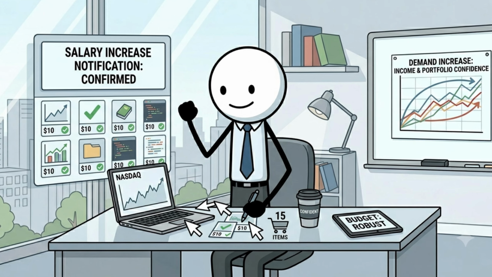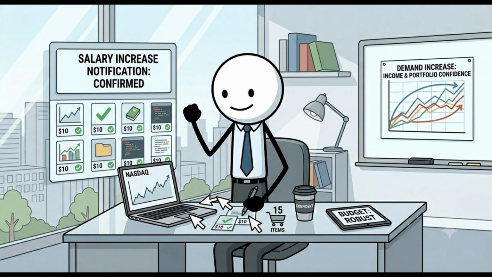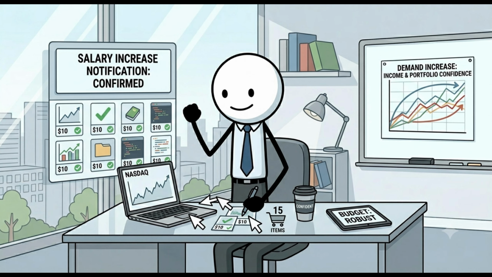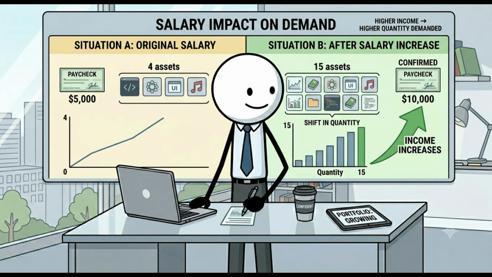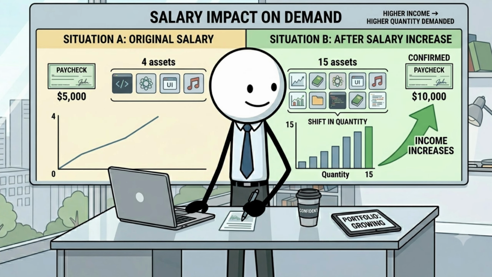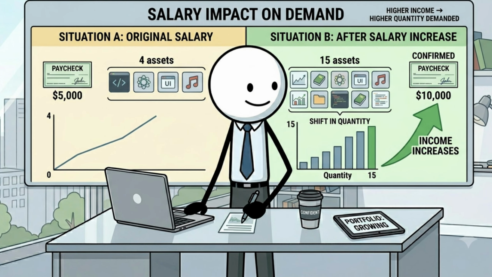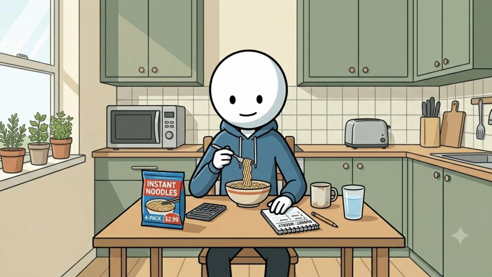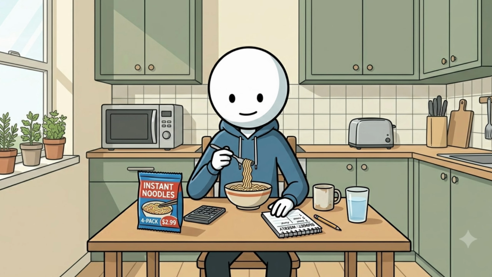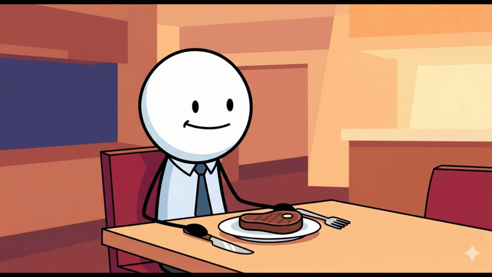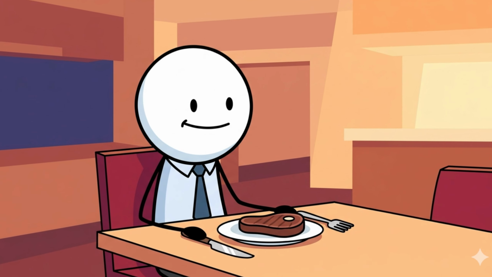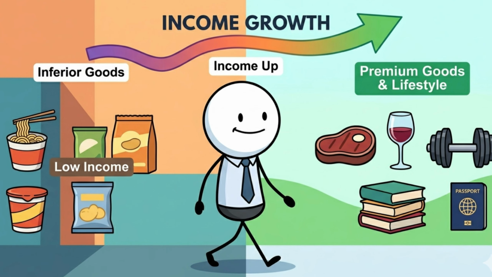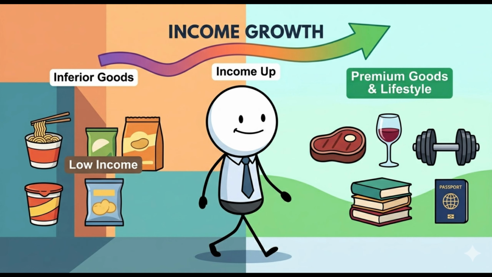The first major factor is income. If John gets a high-paying job as a financial analyst, his demand for most goods will increase. If he wanted 2 digital assets at $10 before, he might now want 10 assets at that same price. In economics, we call a good a normal good if demand for it rises when income rises. If demand falls when income rises, it is called an inferior good. Think of instant noodles. As John gets richer, he buys fewer of them and switches to steak.